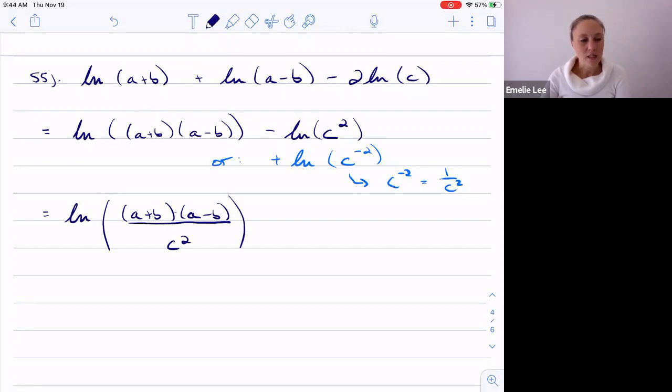You can leave it like this. You can expand the numerator out if you want to. I'm not going to. I don't really see anything canceling with the c squared, because there's no c in the numerator. Okay. So, good.